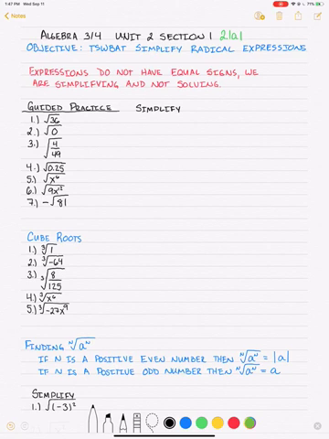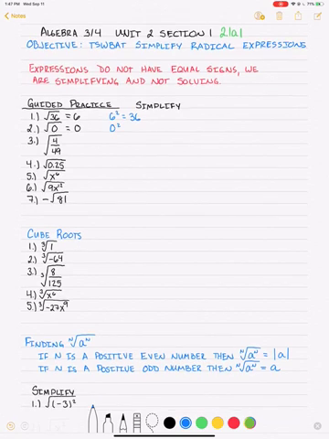I have the square root of 36. This is going to equal 6 because 6 squared equals 36. The square root of 0 equals 0 because 0 squared is 0.